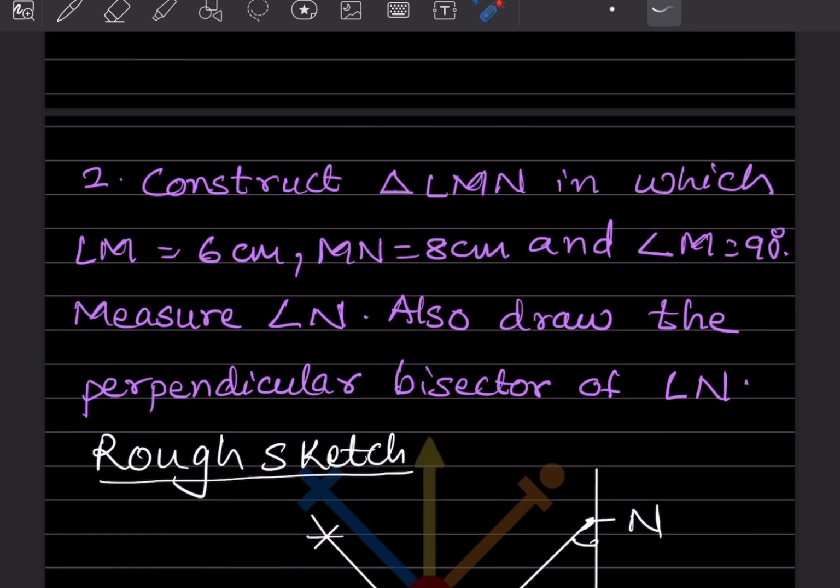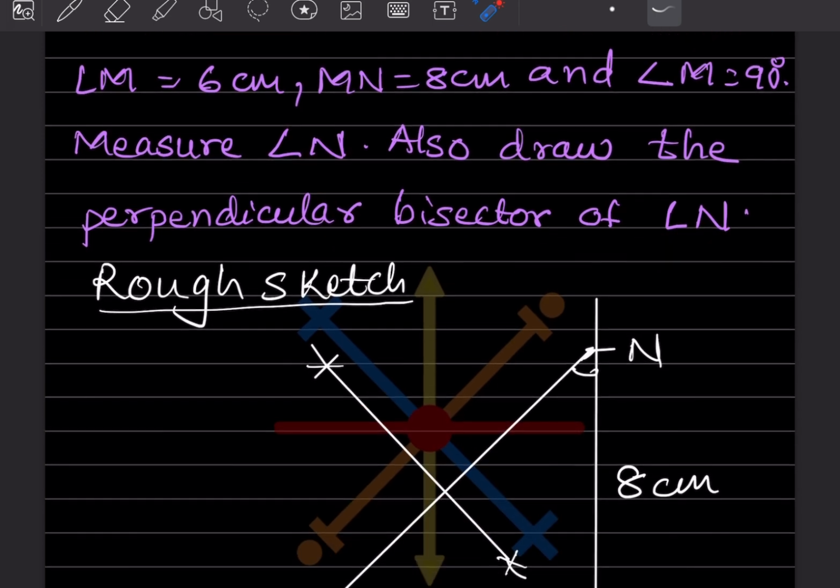Construct triangle LMN in which LM is 6 centimeter, MN is 8 centimeter and angle M is 90 degree. And you have to measure angle N. Also draw the perpendicular bisector of LN. So this is the rough sketch.